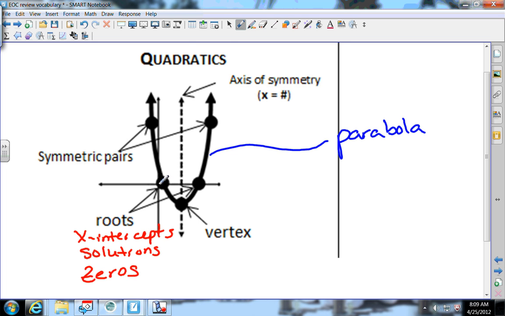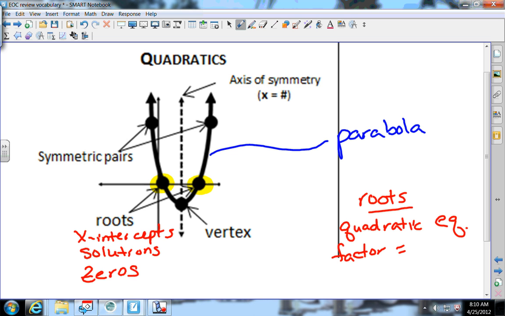When they ask you for the roots, they're asking you for these points right here. Remember, that's when we set them equal to 0. We use a way to find the roots. One way was the quadratic equation. The other way was to factor and set them equal to 0. If you don't remember what I'm talking about right here, then that's something we need to revisit and look at before that test.